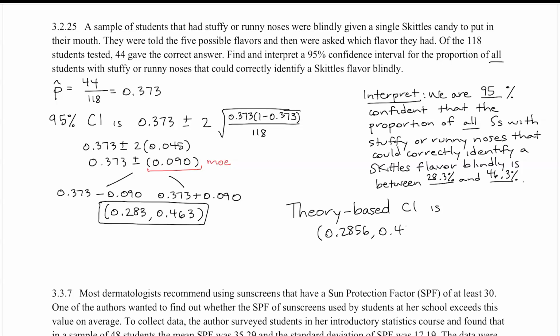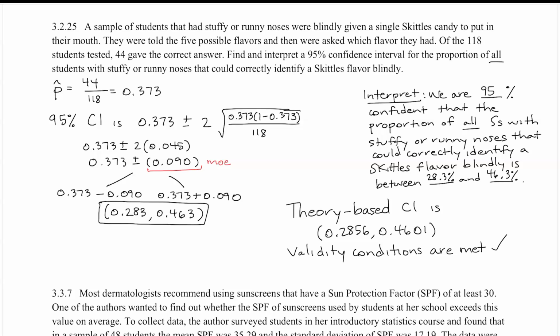So the theory-based confidence interval is 0.2856 up to 0.4601. So again, notice it's similar to the interval we got with our own 2SD method. The reason why they're a little bit different is because the multiplier in the theory-based is not 2, and there's also a little rounding error there, right?